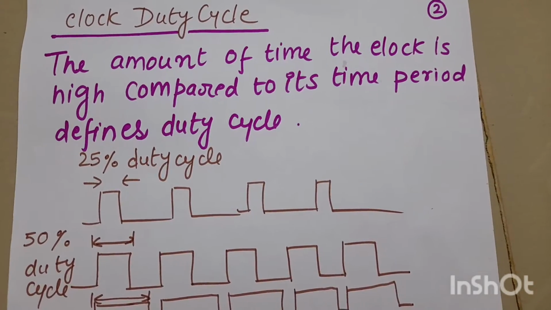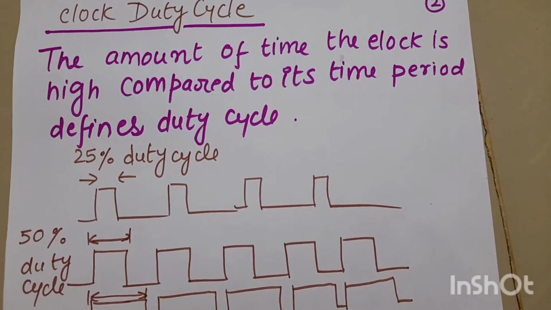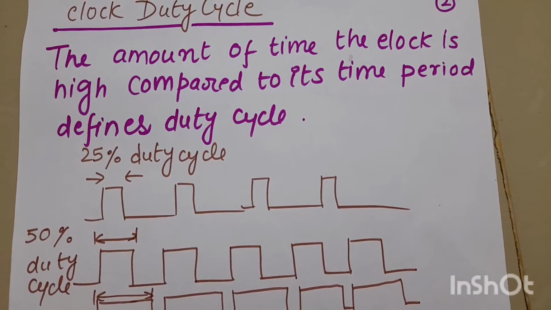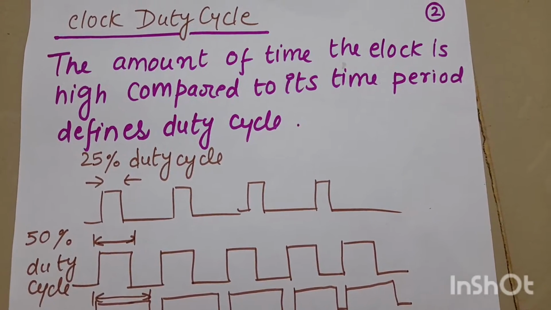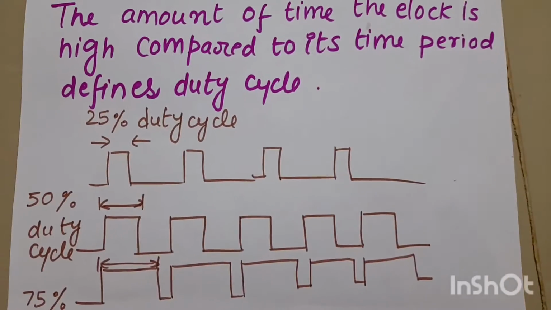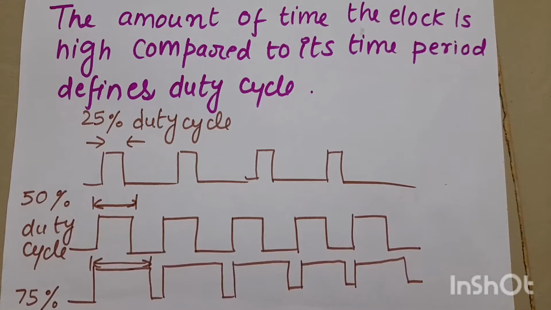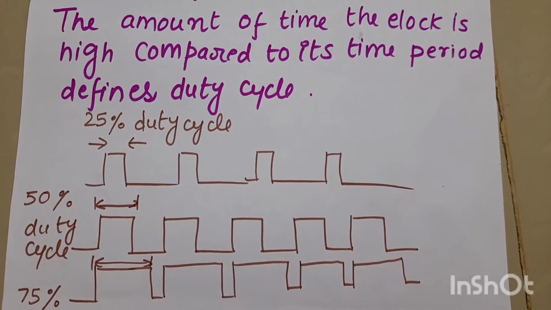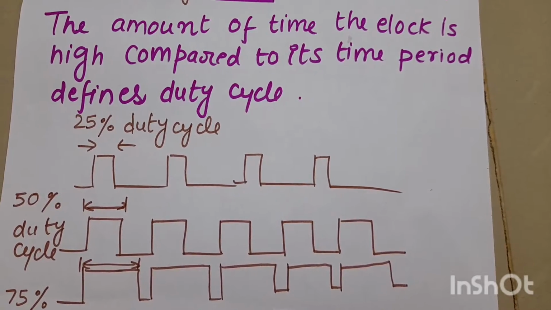Now, clock duty cycle. What is the meaning of clock duty cycle? The amount of time the clock is high compared to the time period defines the duty cycle. Earlier in the waveform we saw 50% of the time the clock is high and 50% of the time the clock is down. Up and down together form the clock period.